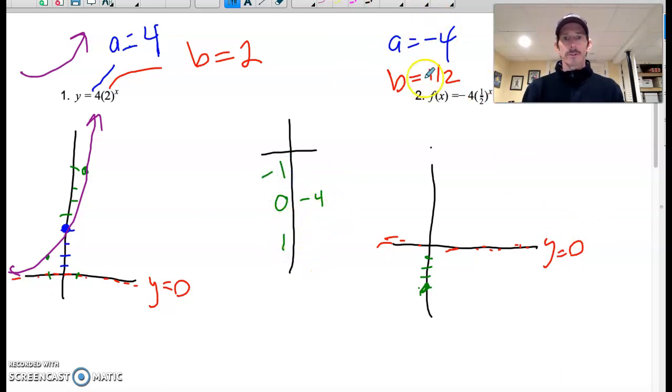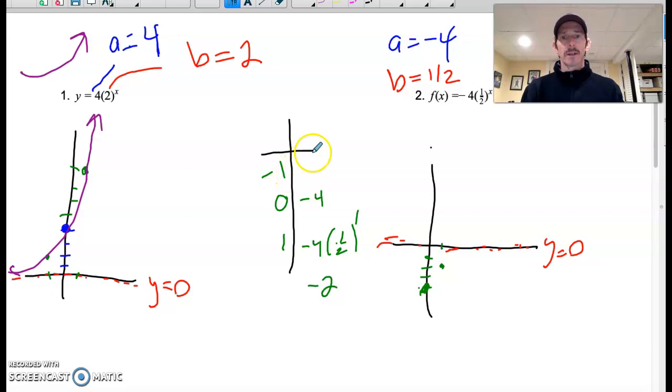And again, I'm going to do 1 first because that's easier for me. So if I put -4 times 1/2 to the first power, that's just -4 times a half. So that equals -2. So at 1, I'm at -2. So there's that point, and I've already got that point in there.